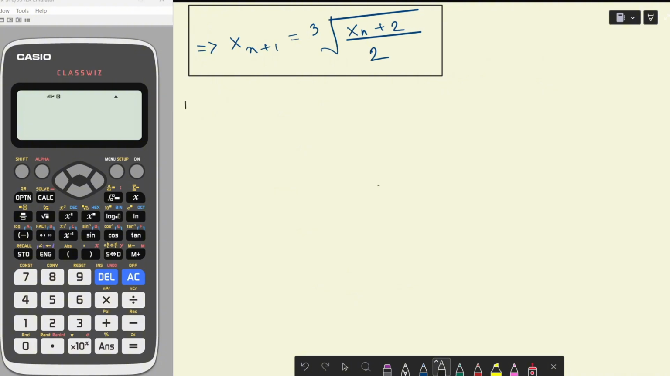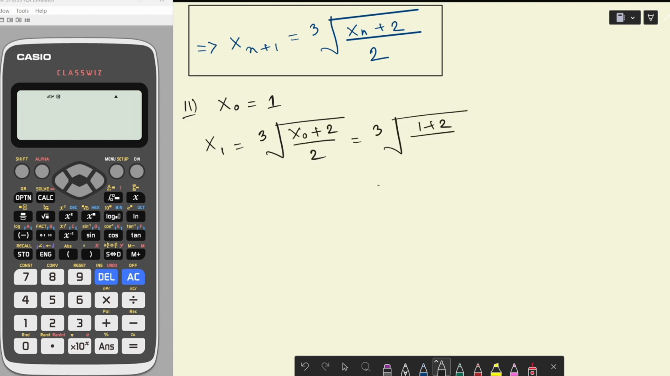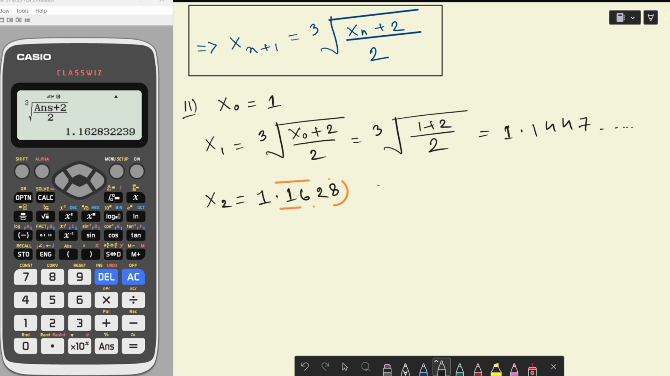Now, for the second part, we are given an initial guess x0 equals 1. We'll plug this into our iteration formula and keep iterating until our answer converges to 4 decimal places. We will calculate x1 using x0. Using a calculator, we get the result of x1. Now, we use x1 to find x2. Again, we will replace answer in the place of 1 and we will get x2. Then we will calculate x3 using x2.